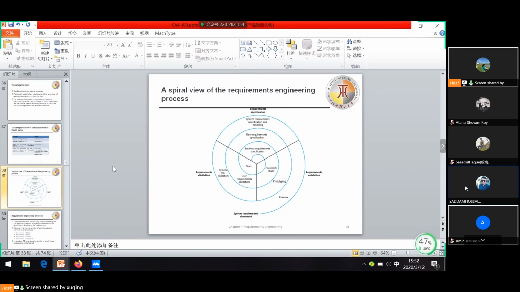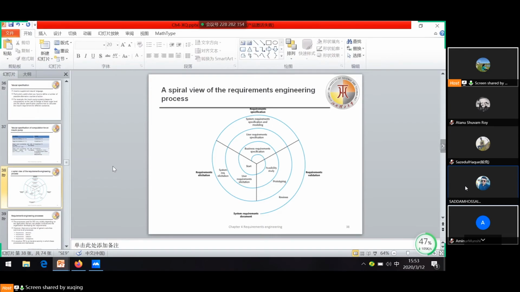Some example requirements for the insulin pump software system. We also saw a structured specification of a requirement for the system. And at the end of the last class, we saw the tabular specification, and we took the example of an insulin pump to see the tabular specification of computation.